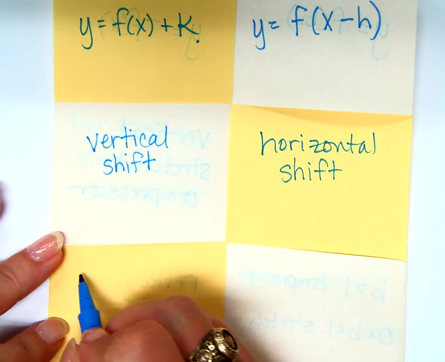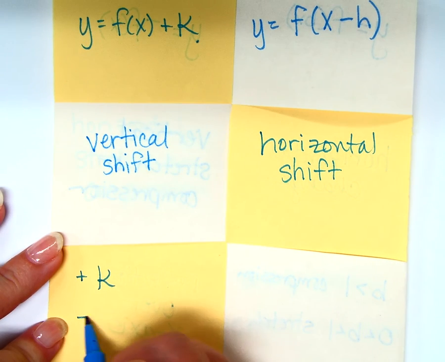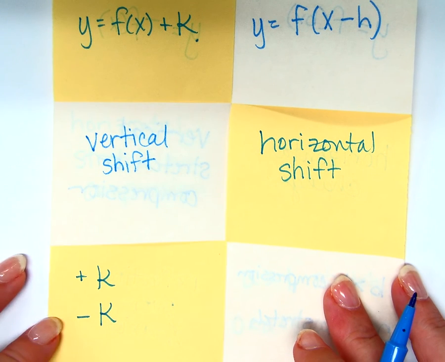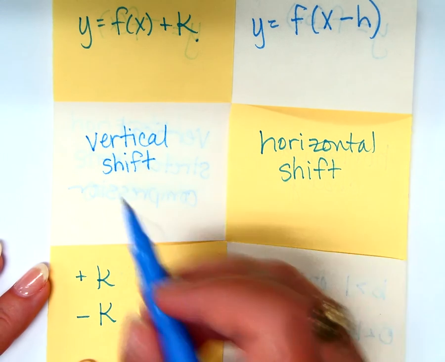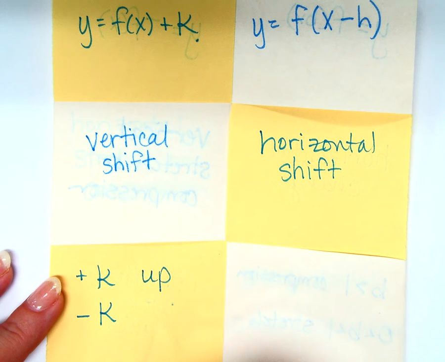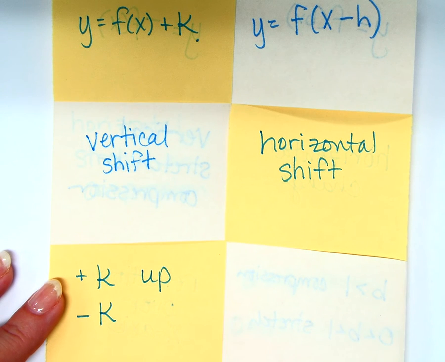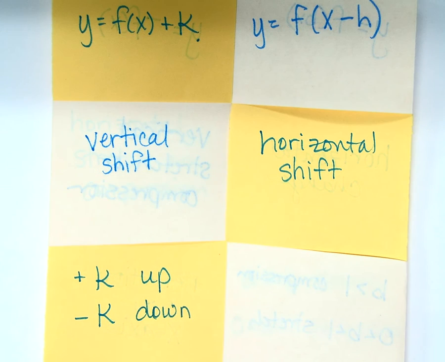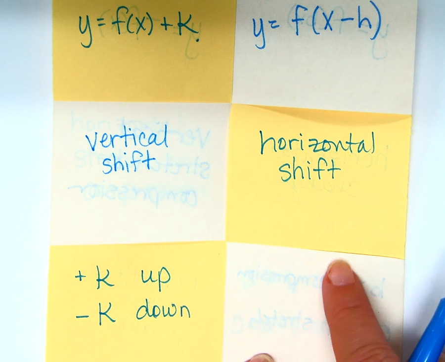So if K is positive versus K is negative. If K is positive, which way do you think it shifts? Well, we're going vertically, so up, right? And if K is negative, which way do you think it shifts? Down. Because that's logical, right?